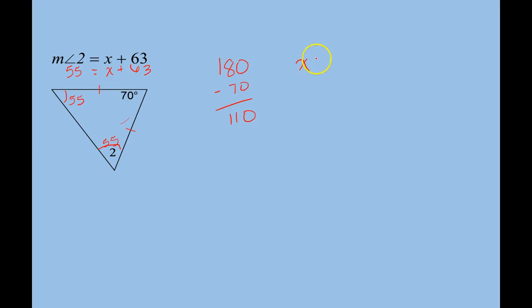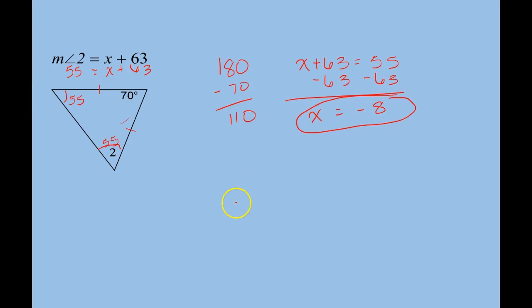Very good. X plus 63 is 55. When I subtract 63 from both sides, what do I get? X is negative 8. Very good. So that's your answer.